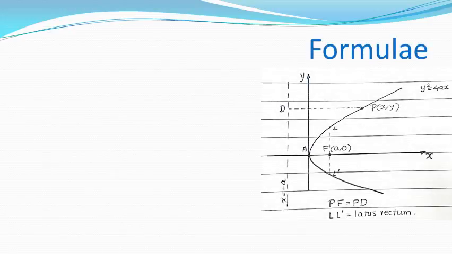Now, the standard parabola is drawn like this. It opens to the right and the equation of the standard parabola is y squared equals 4ax. Now let us review the important formulae connected to this one. So this is the equation of the parabola. The vertex is given to be the point 0, 0 and it is at the origin.